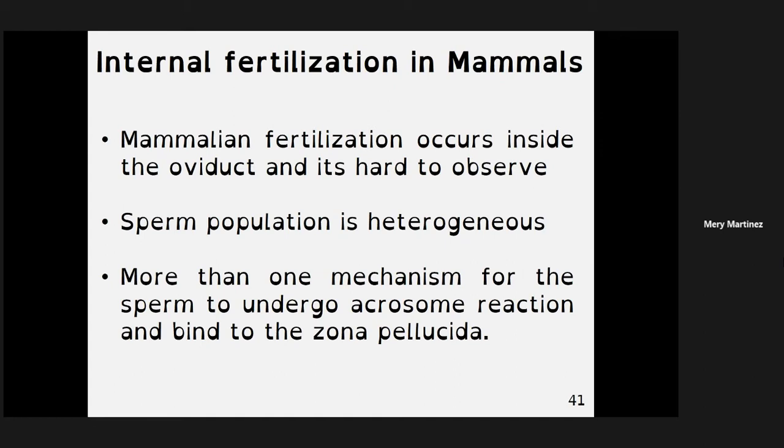So recent research indicates that there is more than just one way by which mammalian sperm can undergo the acrosome reaction and bind to the zona pellucida.